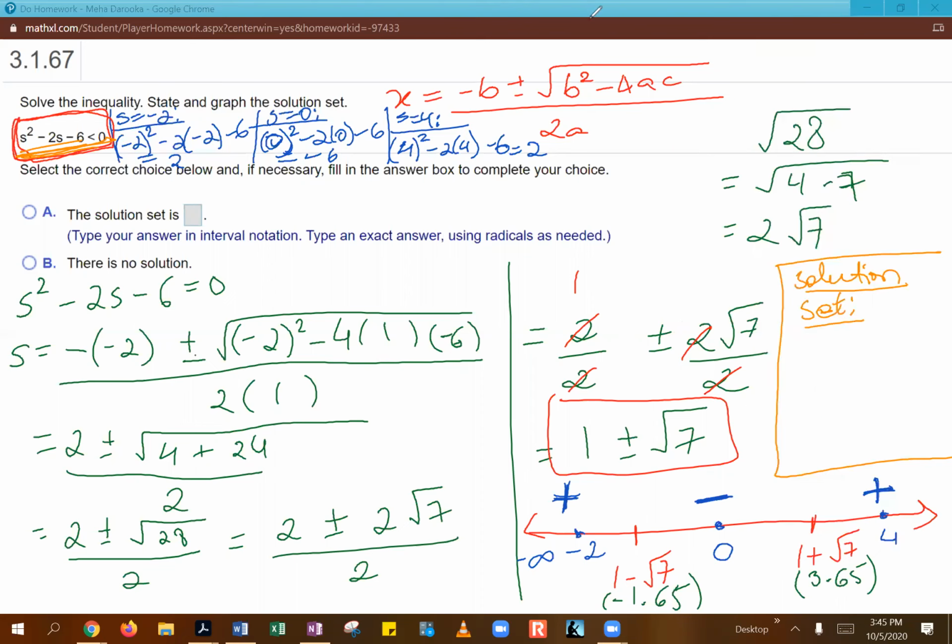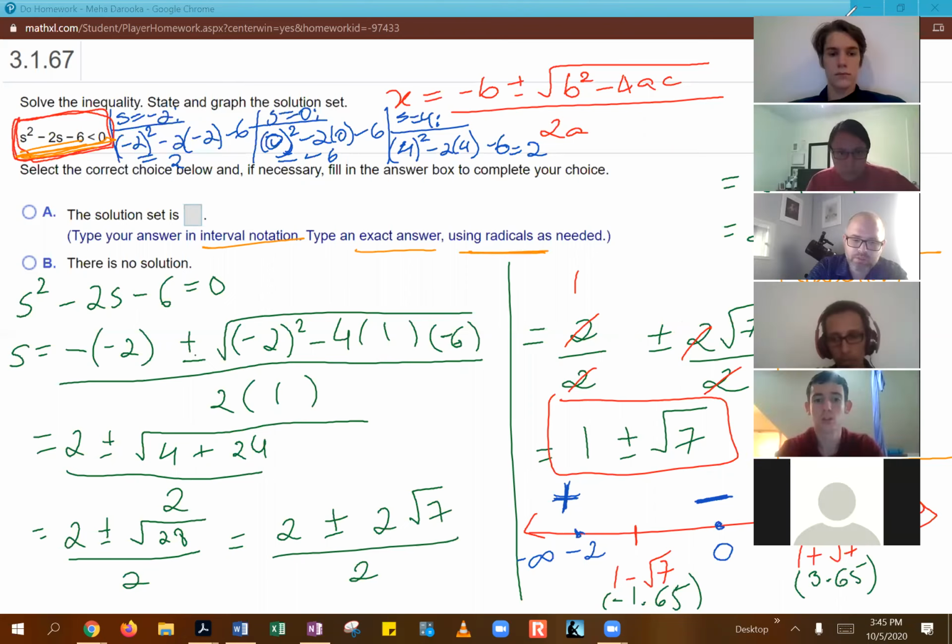So Abdul Aziz, remember, we cannot use the decimal answers. If you look at the instructions, they want interval notation with the exact answer using radical. So how will you modify your answer?